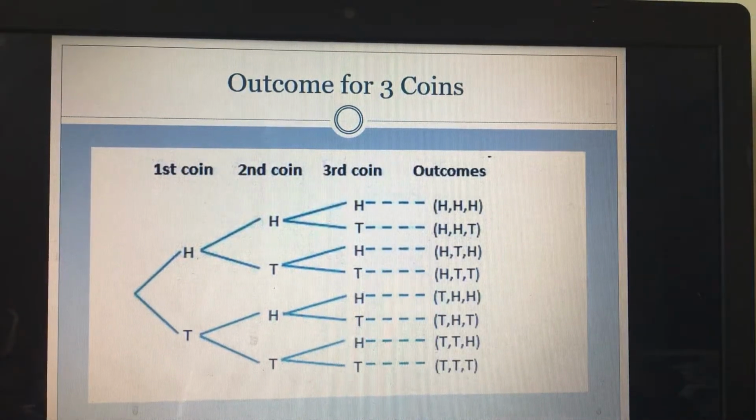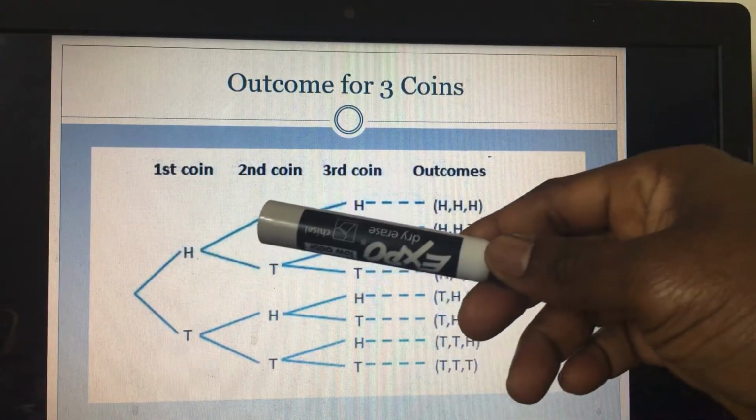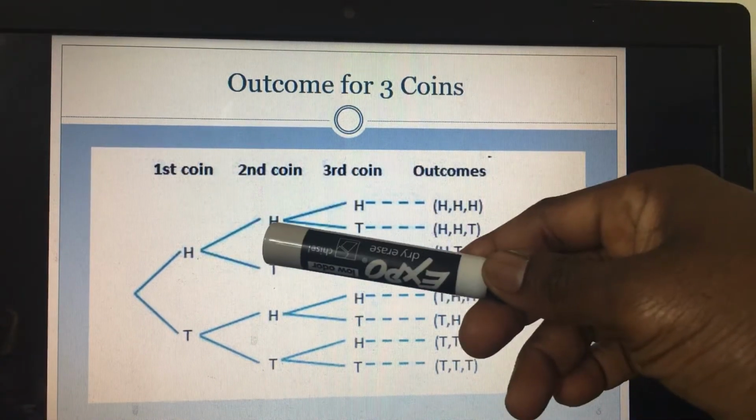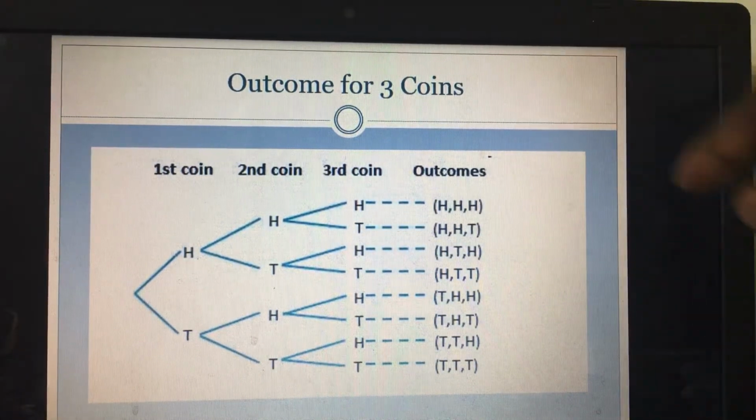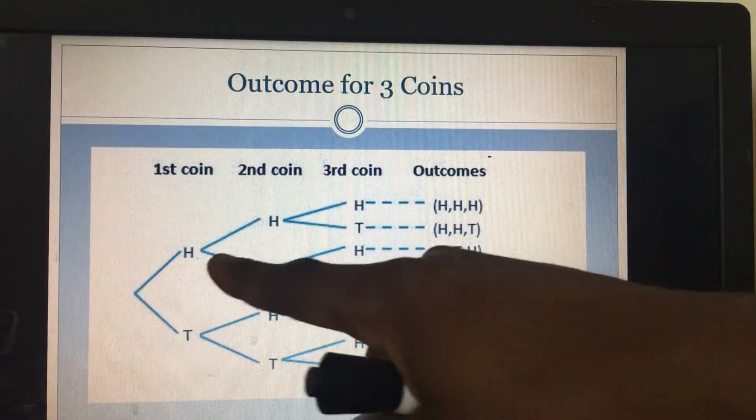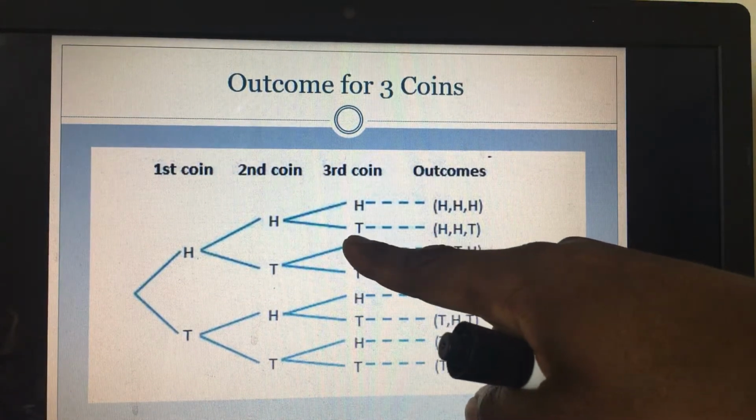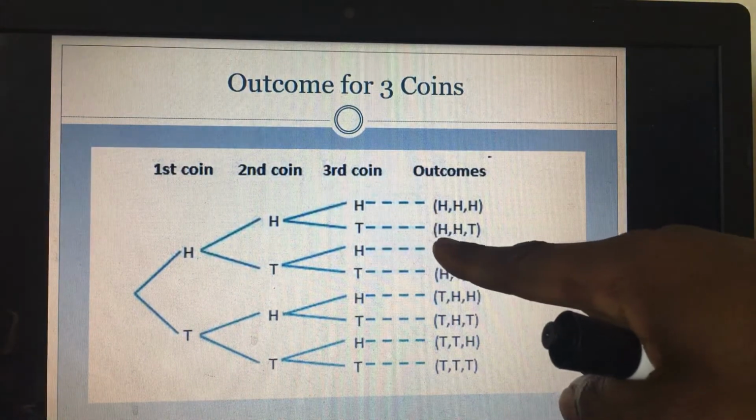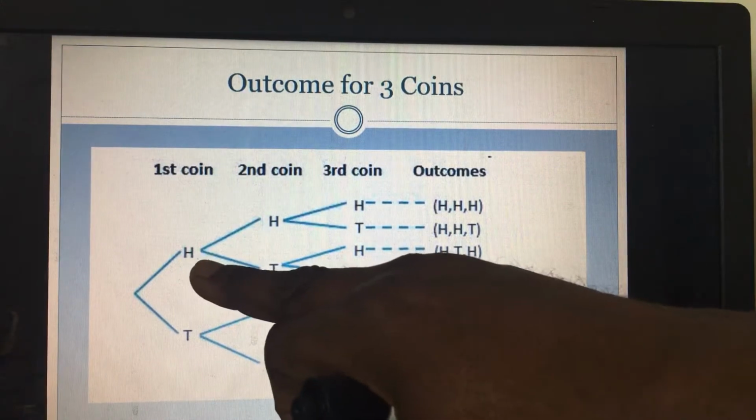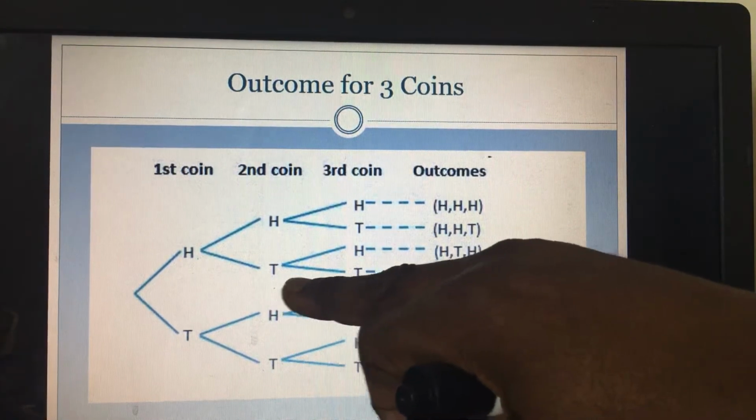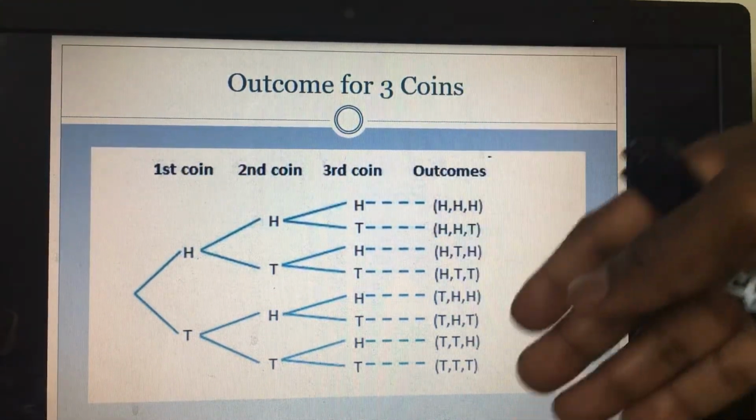So you toss the 3 coins. Head might show up on the first coin, head on the second coin, and head on the third coin. That'll give us head, head, head. See? Or head might show up on the first coin, head on the second coin, tail on the third coin. Head, head, tail. Or head on the first coin, tail on the second coin, head on the third coin. That gives us head, tail, head. So that's the way you follow it all the way down.